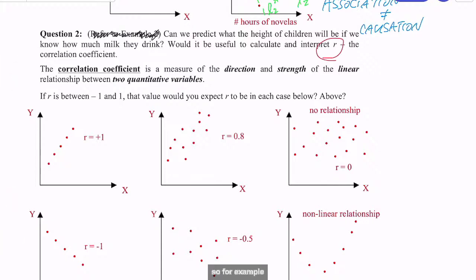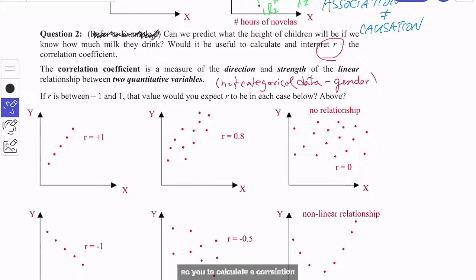They can't be categorical data like gender. I'm trying to think in terms of finance. I'll just leave it like that. That's my best example. So to calculate a correlation coefficient, the variables that you're using have to be quantitative. In finance, that's easy. Lots of quantitative variables.